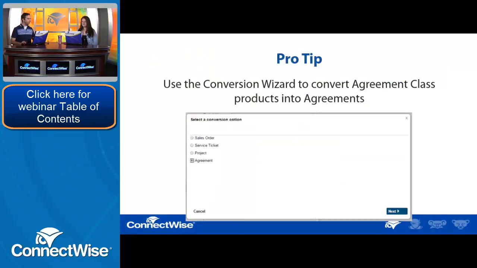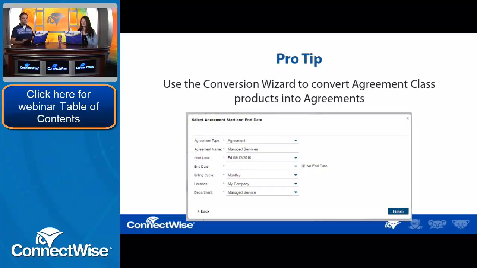Very good. And we do have a little pro tip for you. We do recommend creating agreements through opportunities. This is the conversion wizard. This was something that was added last year around IT Nation. If you have agreement class products on your opportunities, you win that opportunity, you can then use the conversion wizard to convert it directly to an agreement.